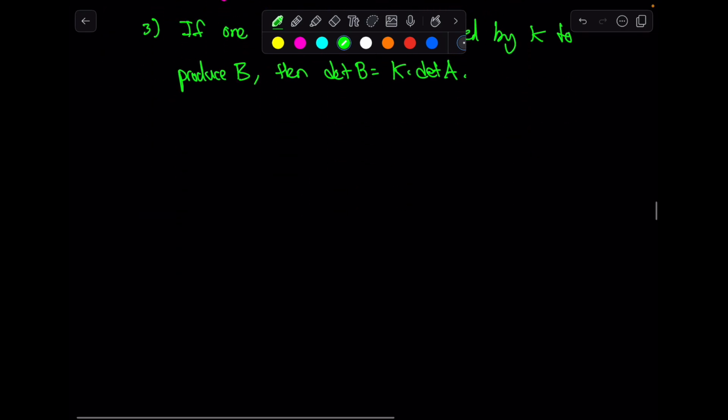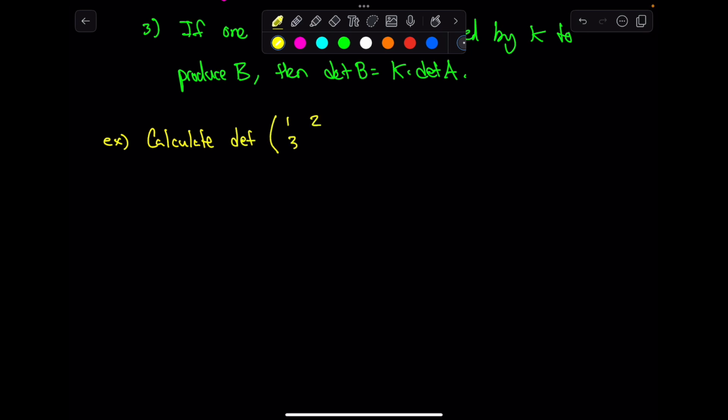So, for example, calculate the determinant of, let's do just the matrix 1, 2, 3, 4. Okay, we already know how to do this, right? We did this earlier. It equals -2. But what I want to do right now is take the matrix itself, 1, 2, 3, 4, and do some row operations to it. I'm going to try and get it into echelon form.